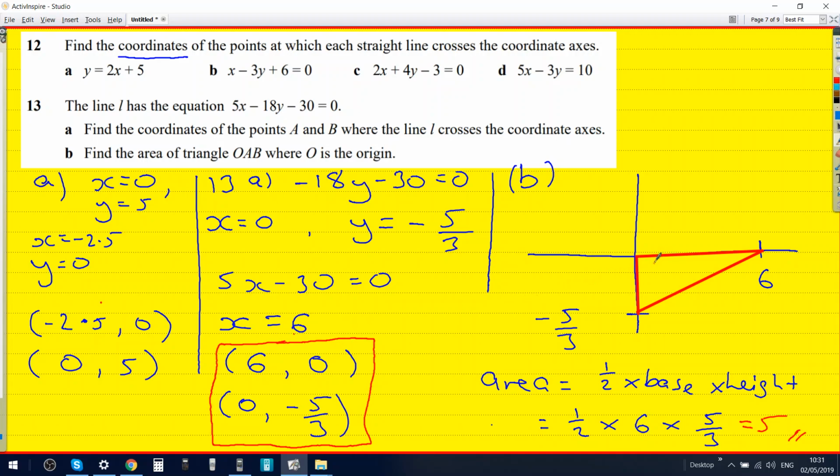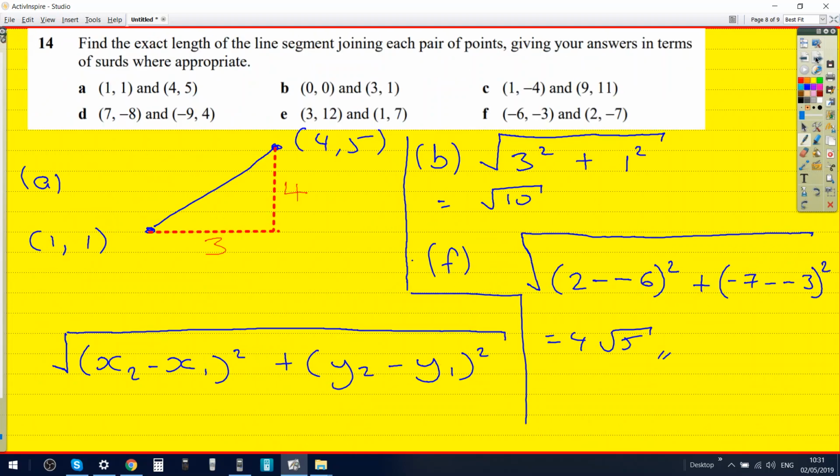They very commonly will ask you, now find the area of the triangle. The way you do that is, it might help to do a sketch, but it's always going to be a half times base times height. So a half times the x1 times the y1. But I think a sketch really helps. How do you find the length of a line segment? It's Pythagoras.